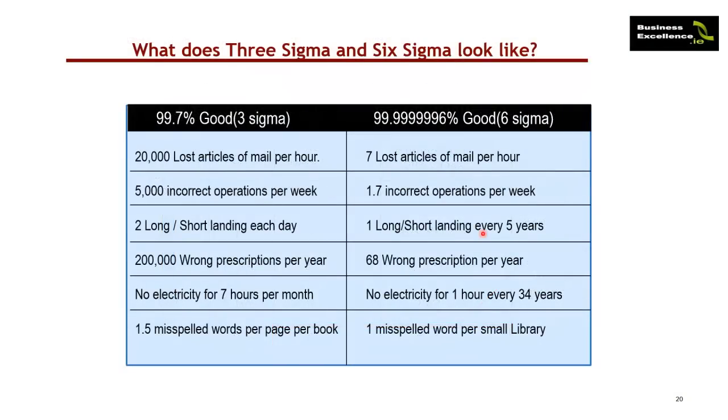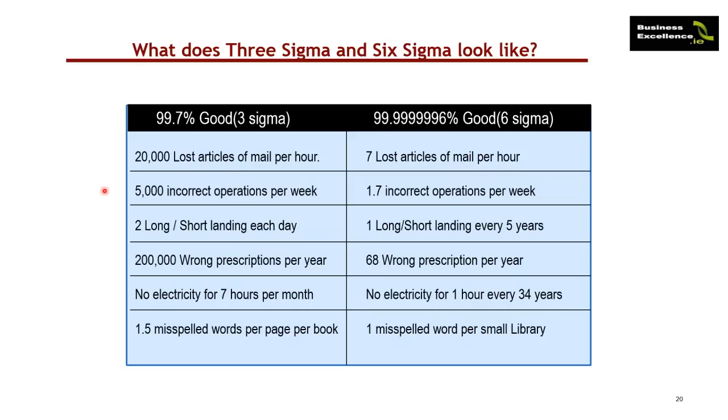If we compared a 3 sigma and a 6 sigma process, it's interesting to look at the comparison. And it's interesting to see then why 99.7% performance in some cases is not acceptable. The first example we look at here is if we were in the process of delivering mail around the world. If we were operating at 99.76% performance, it would mean we would lose on average 20,000 articles of mail every hour, as opposed to 7 per hour if we were operating at a 6 sigma process.